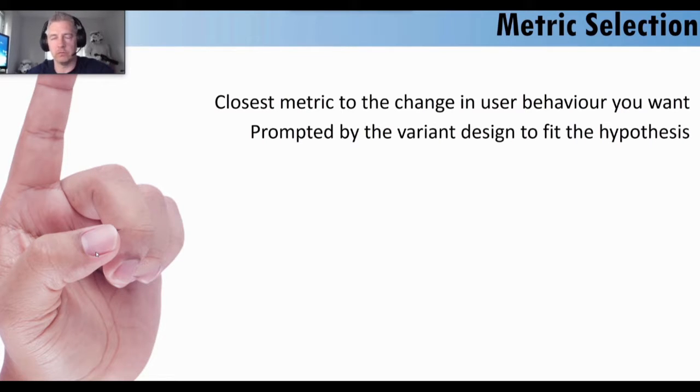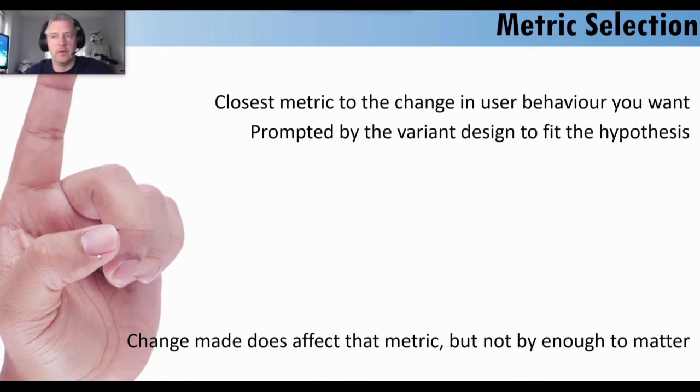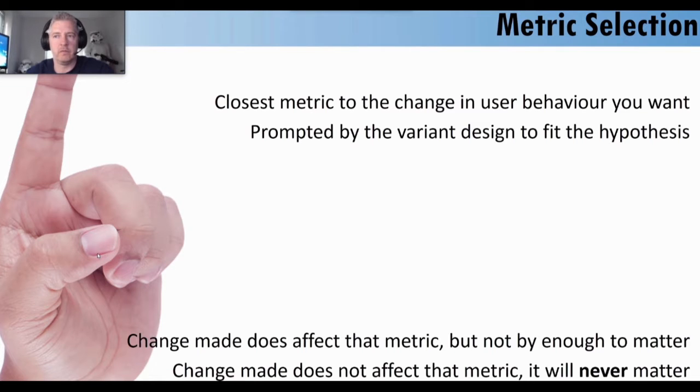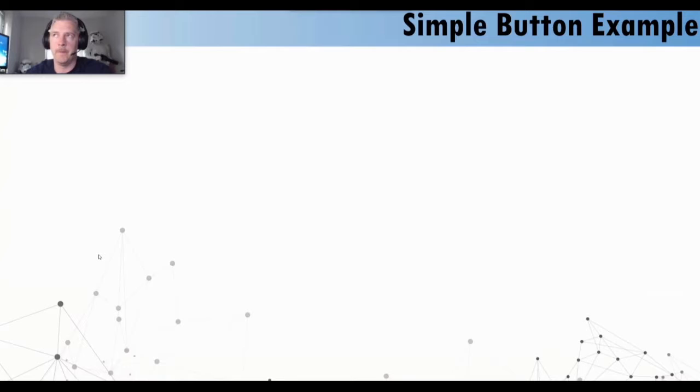Prompted by the variant design. So we're going to try and fit the hypothesis of we'd like this to happen because we're going to change this thing. Okay, well, what does this look like? Can we measure that? The change being made does affect that metric, but not by enough to matter. You won't get a result. If the change does not affect that metric, if they click on something else, not the thing you're measuring, it will never matter. You'll never show significance, true significance. You may only get type errors.